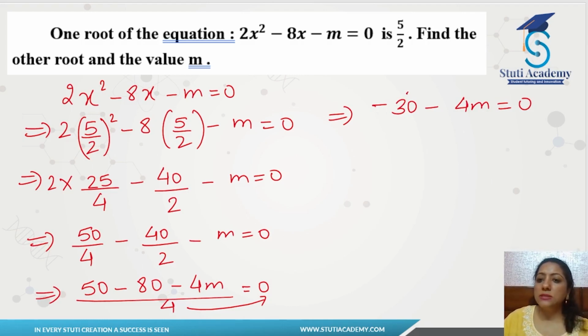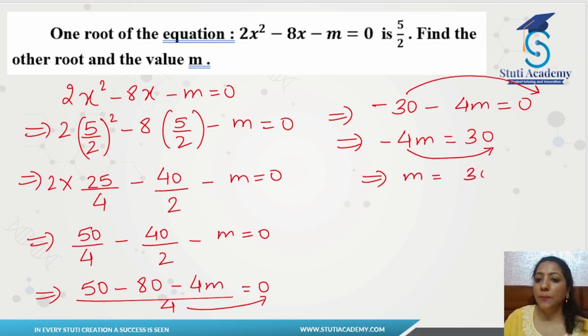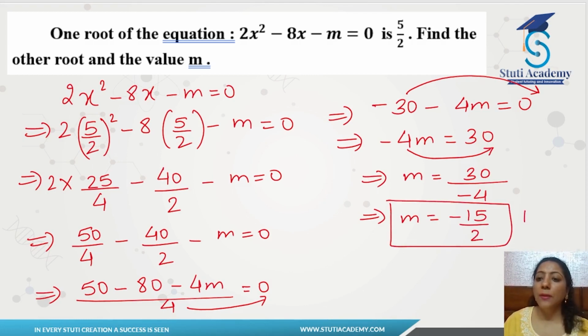Now we'll take this minus 30 on the right hand side. It will become plus 30. So we have −4m = 30 here. This −4m we'll take in the denominator. We'll get m = 30/(−4). And when we simplify, we'll get m here as −15/2. So the required value of m we have is −15/2.